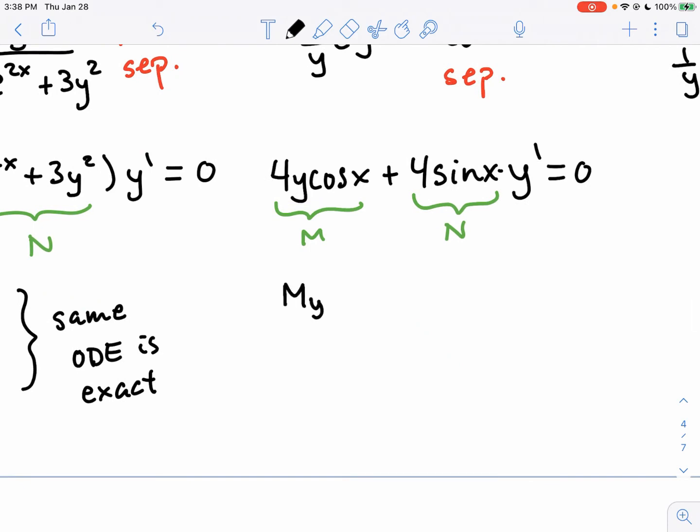M sub y, the derivative of m with respect to y. So once again, there's just a single y right there, so cosine of x and the 4 are constants as far as this is concerned, so this is just like a constant times y. And the derivative of a constant times y with respect to y is just that constant. So you get the 4 cosine x. Now we do the derivative of n with respect to x. Well, n only has x involved in the first place, and the derivative of 4 sine x with respect to x is 4 cosine x.